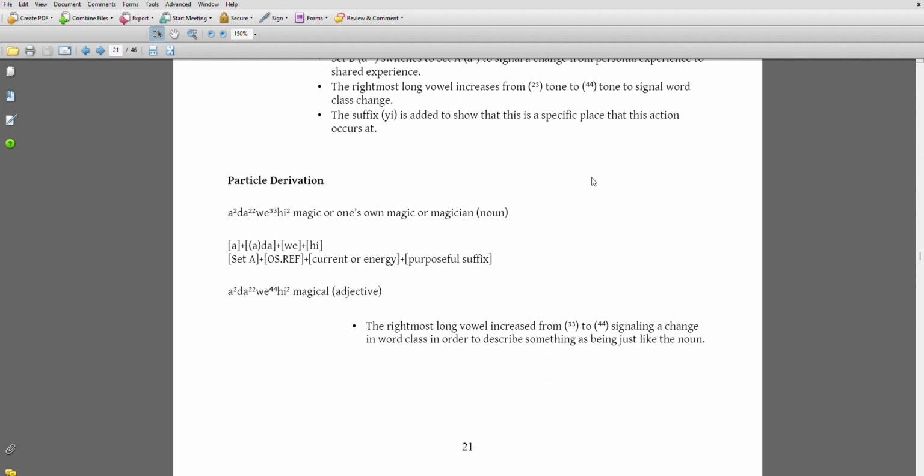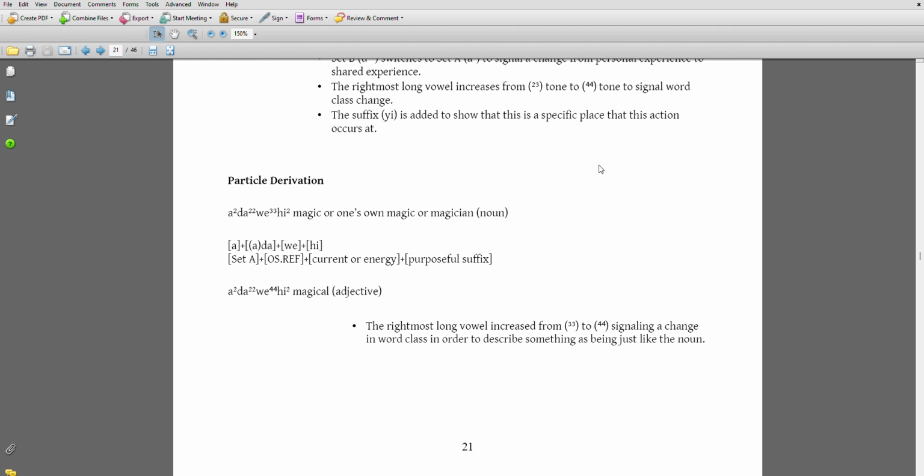Particle derivation. Adawehi, magic or one's own magic or magician. It can mean all of these things, which are nouns. So a is a set A pronoun. Ada is an outsourced reflexive, meaning you have to do it with something other than your own means or your own bodily capabilities. We means current or energy, and he is a purposeful suffix.